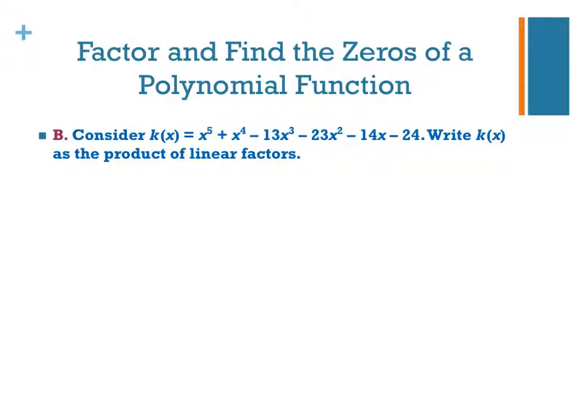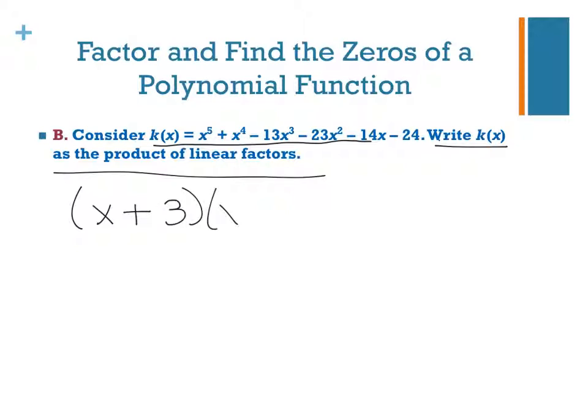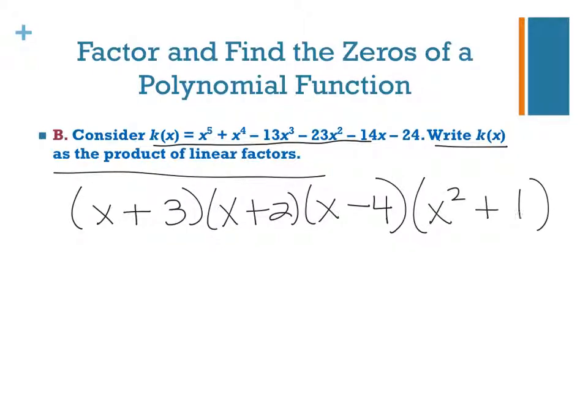Now this is going to go relatively fast because we've done a majority of the work already for this problem. They gave us the same polynomial, but now they want us to write k of x as the product of linear factors. We already had 3 linear factors, x plus 3, x plus 2, and x minus 4. And the remaining factor, again, was x squared plus 1.